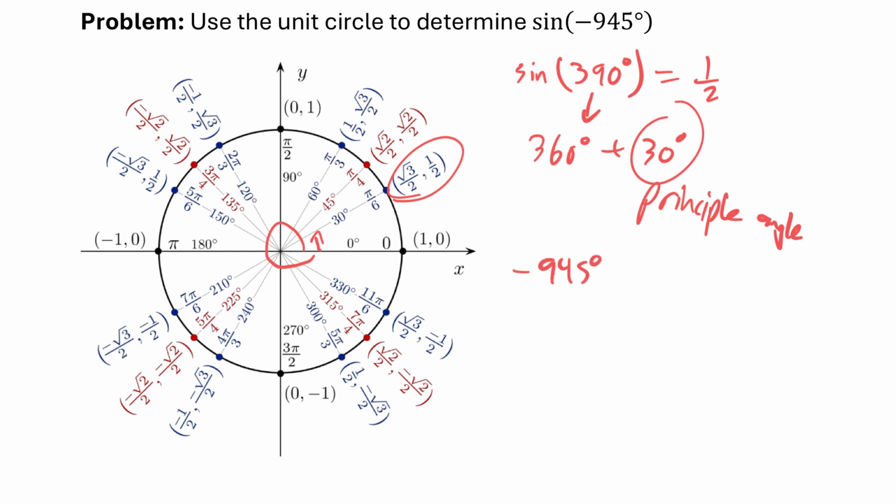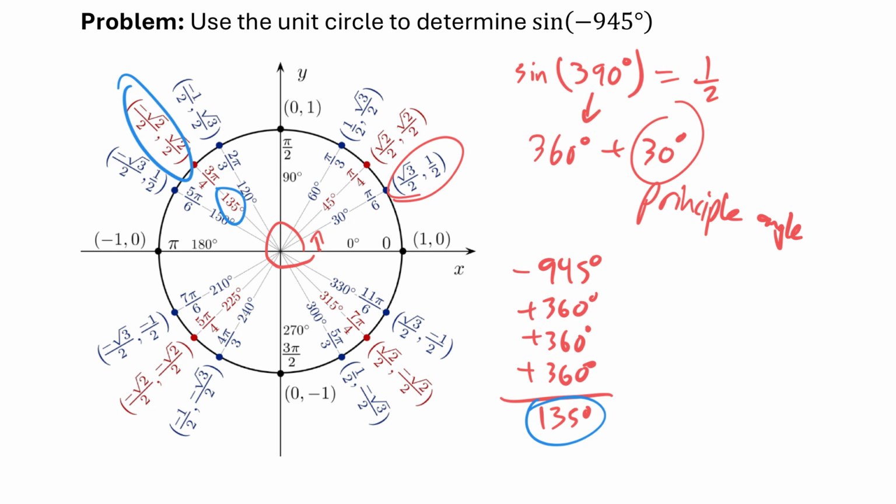So it's negative 945. Obviously, we're going to have to add groups of 360. One 360 won't be enough. Two 360s won't be enough. I think we're going to have to add three 360s. If we do that, we're going to get 135 degrees. So now we look over to, let me do this in another color, 135 degrees is right here. That means we're going to look at this value, and we're going to grab the y value for sine. And that means our answer is going to be root 2 over 2.